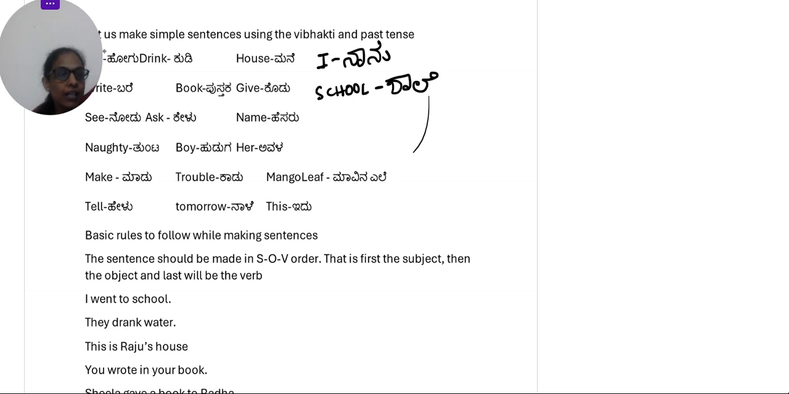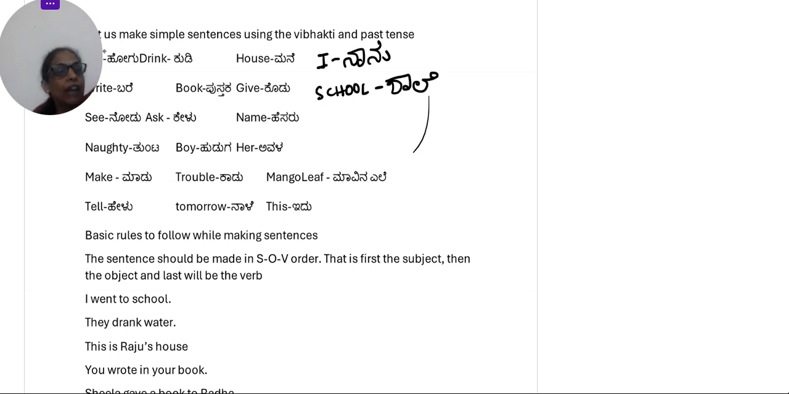So the first sentence is a very simple sentence which says, I went to school. Now first let us break down what is the subject, what is the object and what is the verb. Because then we know the order, then we know how to put it in order. So the subject is I. Then the object is school and went is the verb. So the order is SOV.